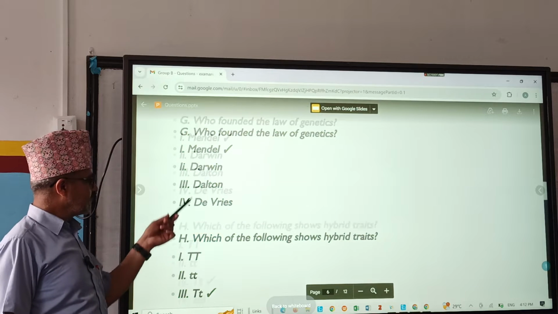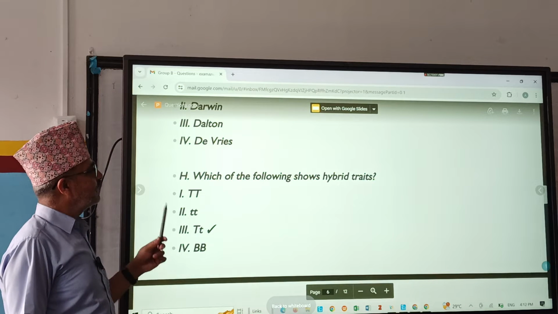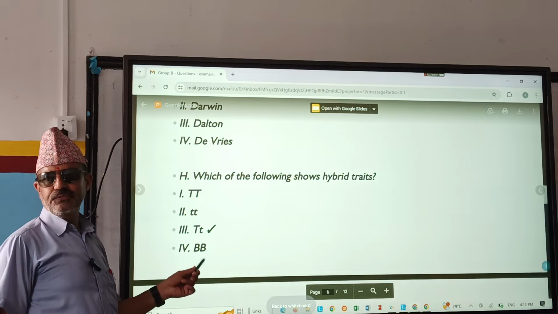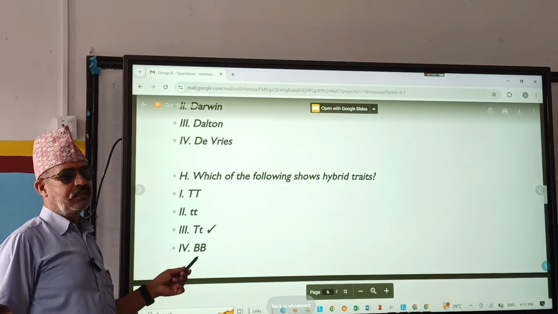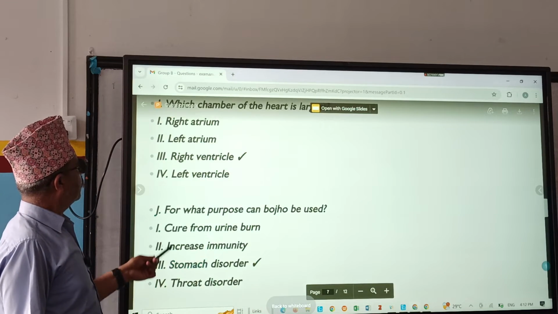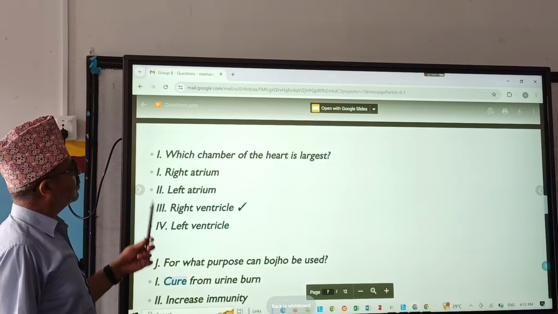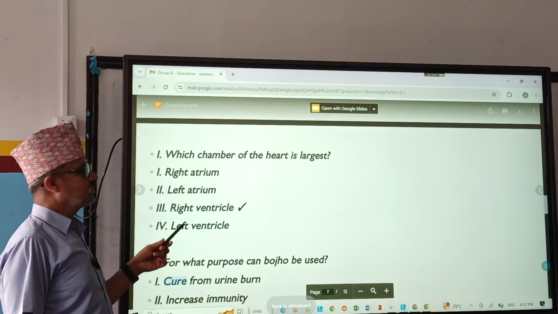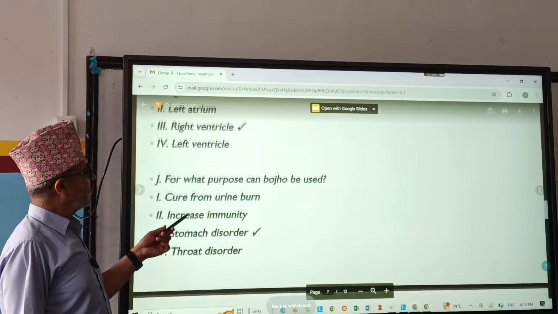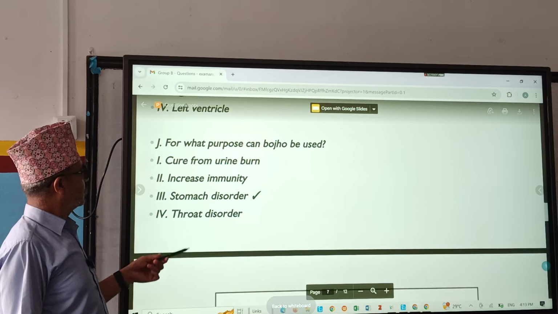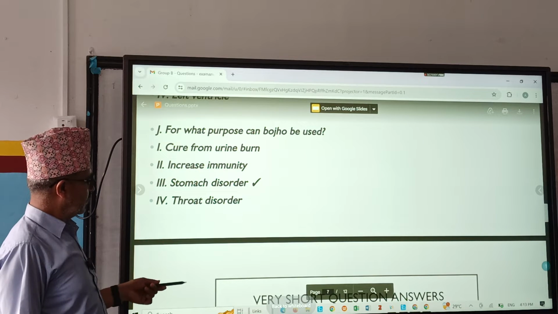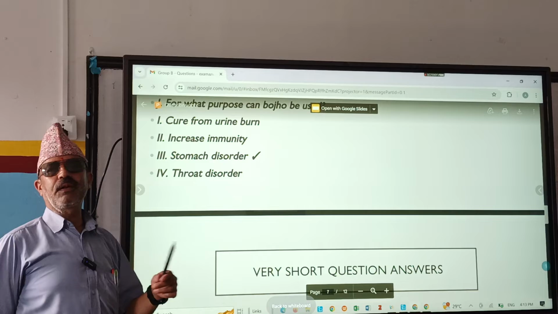Okay. Number 8. Which of the following shows hybrid traits? Capital T, small t. If 2 different letters are present, then what is it called? Hybrid, right? Number 9. Which chamber of the heart is the largest? Right ventricle, right? For what purpose can bozo be used? Stomach disorder, right? Okay, give her a big round of applause.